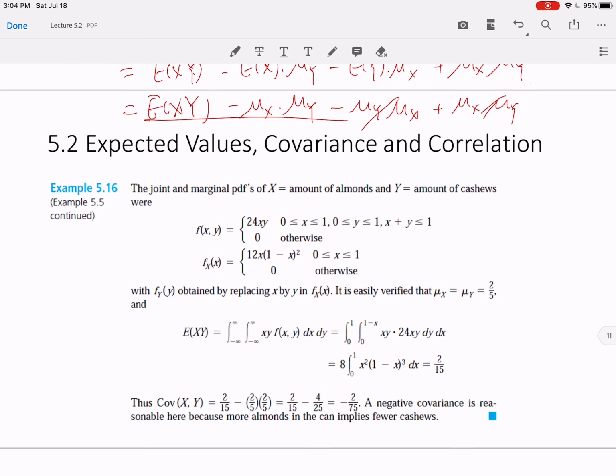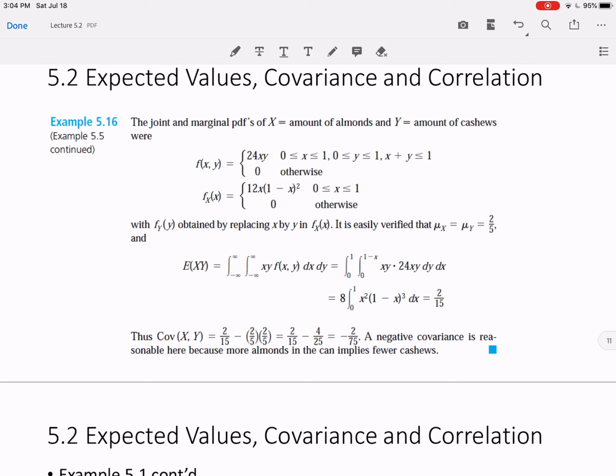All right, so once this is clear, let's take a look at this example here. This is a continuation of example 5.5. It says the joint and marginal PDFs of X is equal to the amount of almonds, Y is equal to the amount of cashews, and we have that the joint PDF is equal to 24xy, where x is between 0 and 1, y is between 0 and 1, and x plus y is less than or equal to 1. And based on the previous calculation we did before, we have the marginal PDF of X is 12x times (1 minus x) squared when x is between 0 and 1.